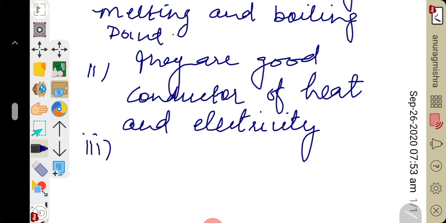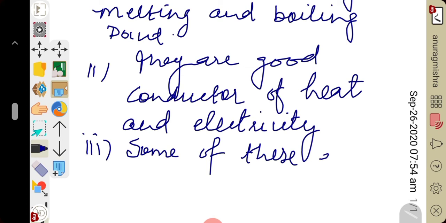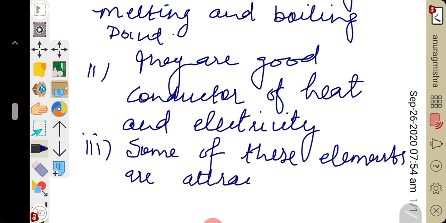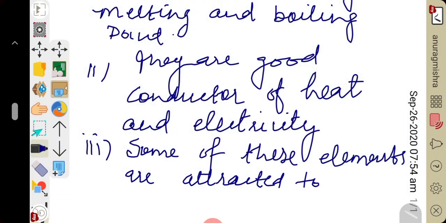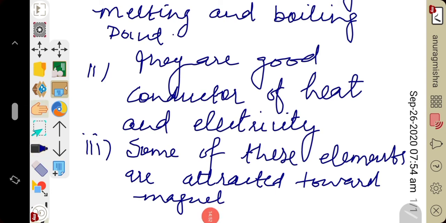Okay, third one is, some of these elements are attracted toward a magnet. Some of these elements are attracted toward a magnet, right?